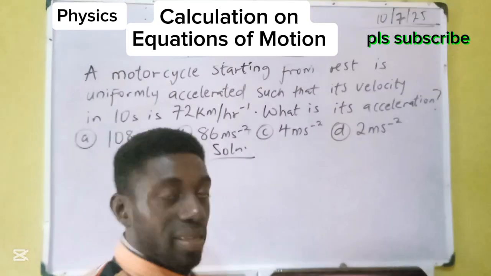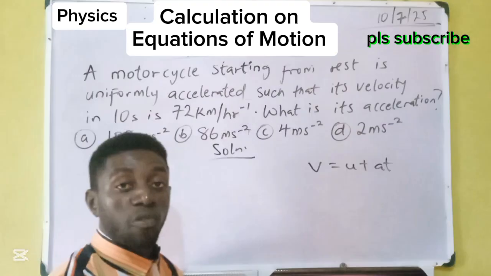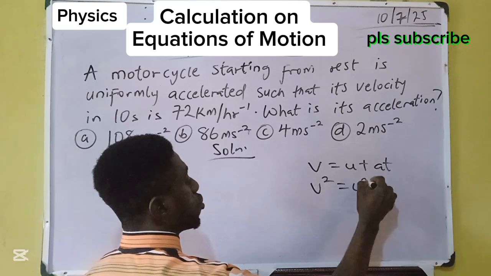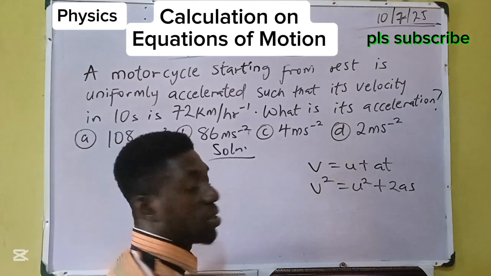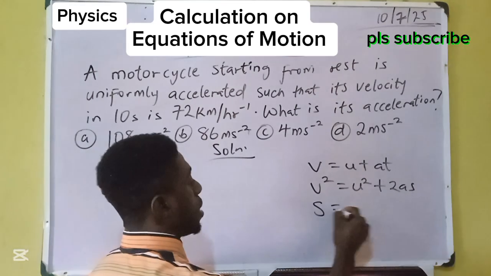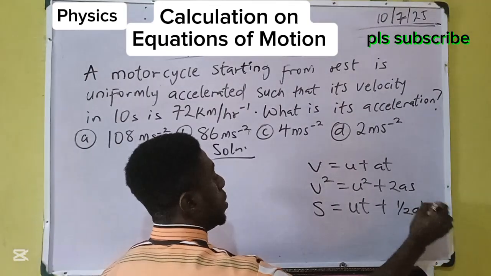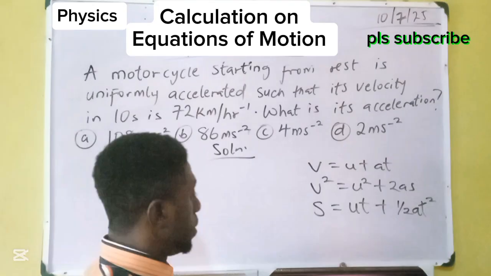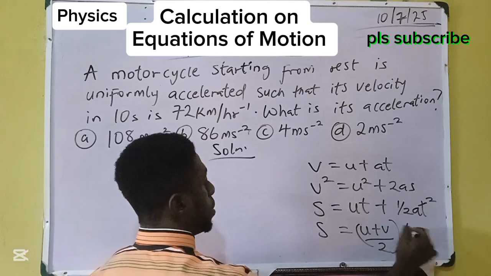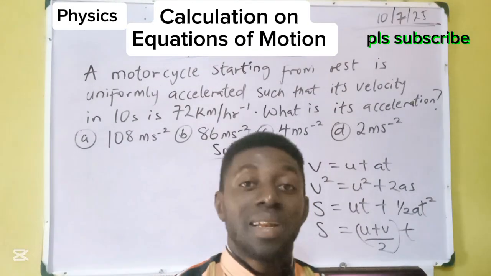The first one says V = U + AT. Our first equation of motion. The second goes this way: V² = U² + 2AX. This is our second equation. Then our third equation, S = UT + ½AT². Then lastly, S = ((U + V)/2) × T. Four equations of motion.